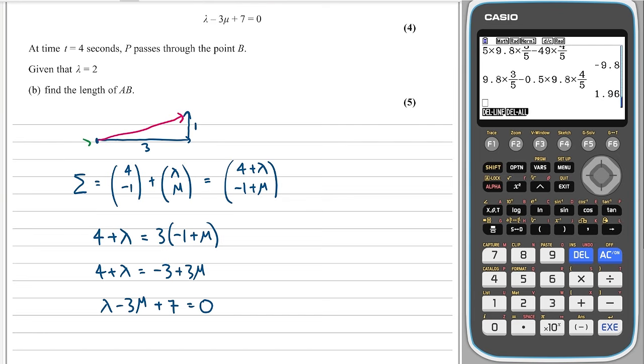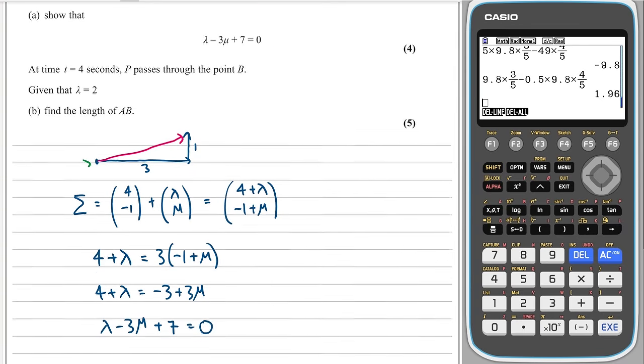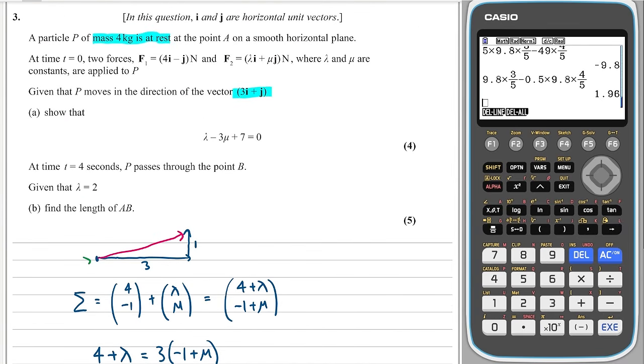Next, less so straightforward. At t equals 4, P passes through the point B, and given that lambda equals 2, find the length. Okay, so we know that the force is proportionate to the acceleration, and there's no t in any of these forces, which means that all of these forces are constant. And that means the acceleration is constant, and that means we can use good old suvat. If we have variable, we use PVA. If we have constant, we use suvat.